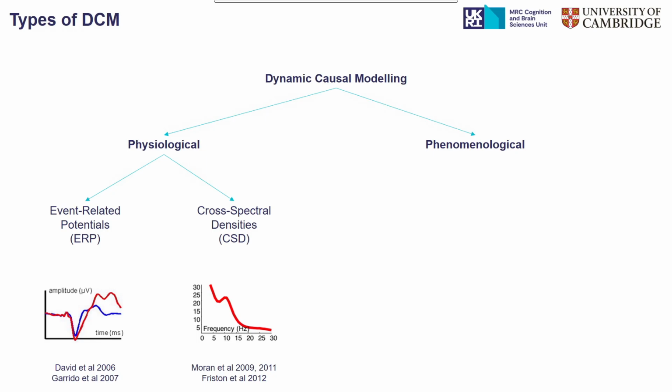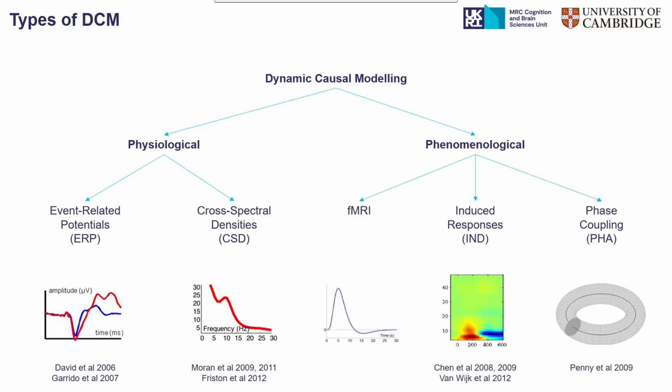I will explain physiological DCMs in more detail and touch upon the kinds of questions we can ask using DCM-ERP. The phenomenological DCMs consist of DCM for fMRI, which is the subject of another talk in this series. DCM for induced responses models changes in power caused by external input and/or coupling with other regions. For example, beta activity in region A leads to gamma increase in region B.